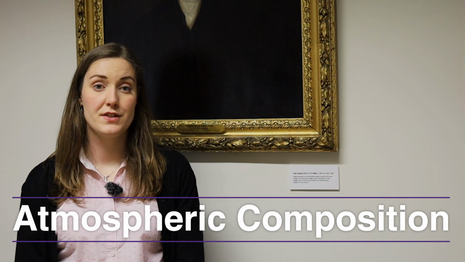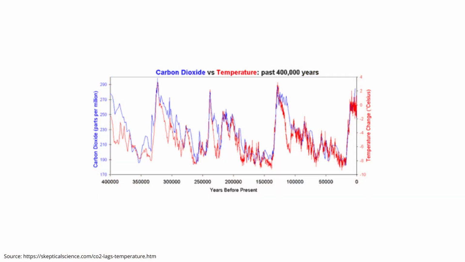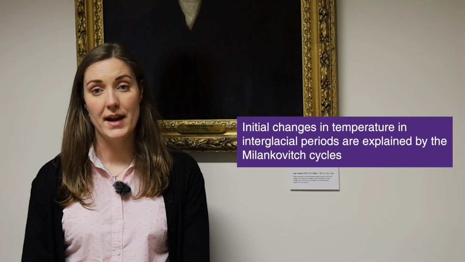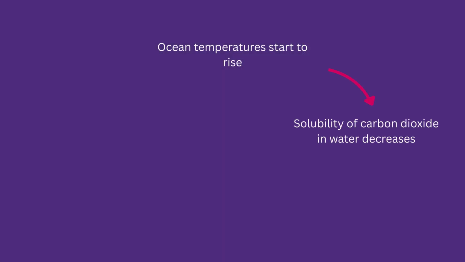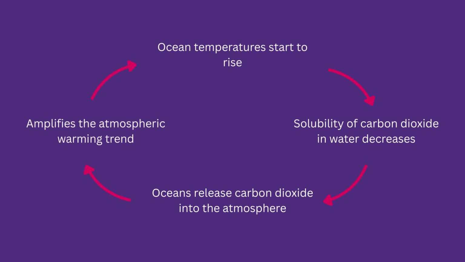Data from Antarctic ice, such as the Vostok ice core, show that carbon dioxide levels in the atmosphere and atmospheric temperatures fluctuate roughly together. The initial changes in temperature during interglacial periods are explained by the Milankovitch cycles. As ocean temperatures start to rise, the solubility of carbon dioxide in water decreases, and so the oceans release CO2 into the atmosphere. In turn, this release amplifies the warming trend, leading to yet more CO2 being released. This positive feedback is necessary to trigger the shifts between glacials and interglacials, as the effect of the Milankovitch cycles alone is too weak. Additional positive feedbacks which play an important role in this process include other greenhouse gases and changes in ice and vegetation patterns.